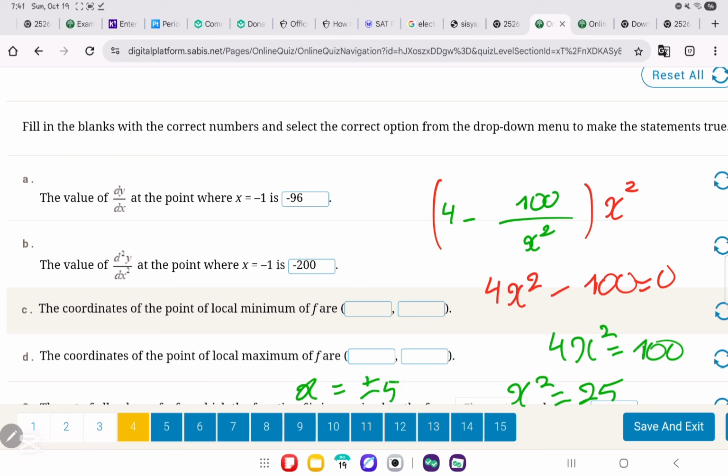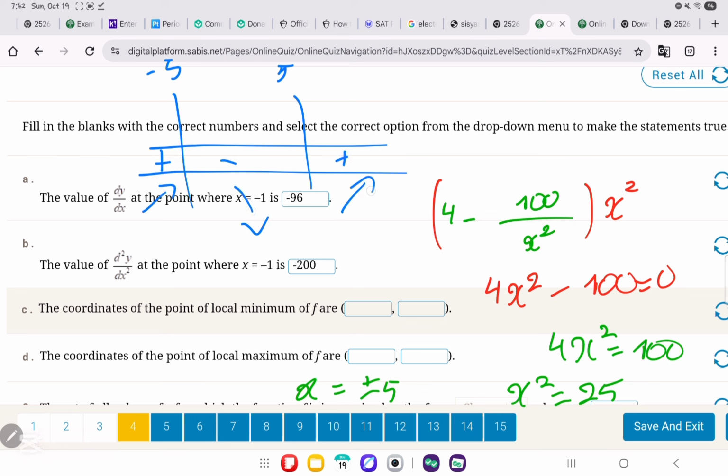Now we need to do the table of variation based on these: minus 5 and plus 5. Choose a number smaller than minus 5. It's going to give us a positive answer. Choose a number in between minus 5 and 5. It's going to give us a negative answer. And then choose a number greater than 5, it's going to give us a positive answer. So it's increasing, decreasing, increasing. That means we have a local minimum at 5.